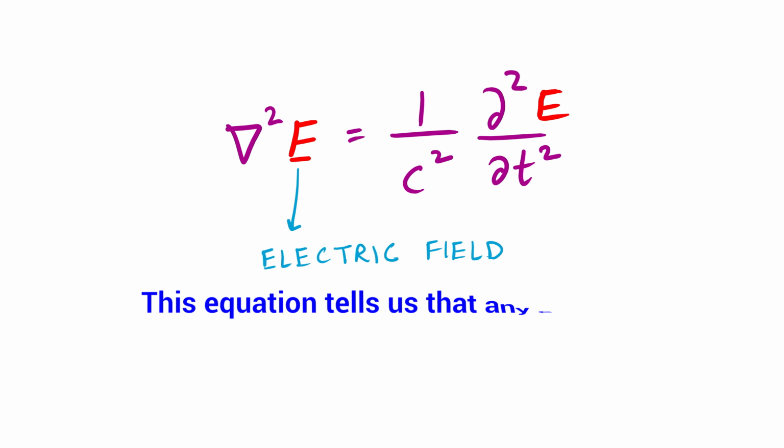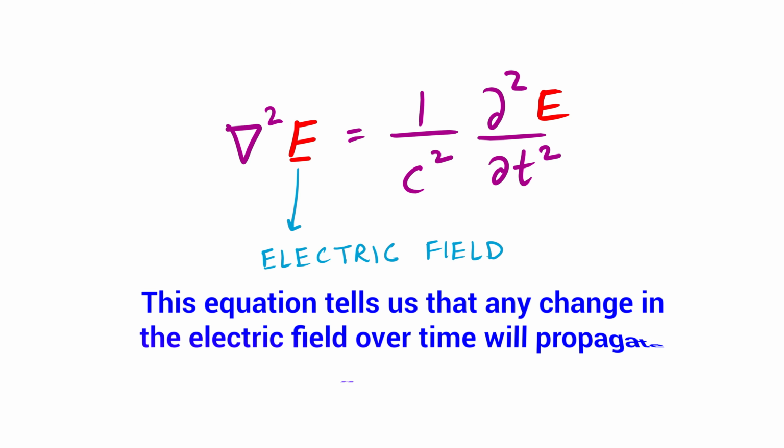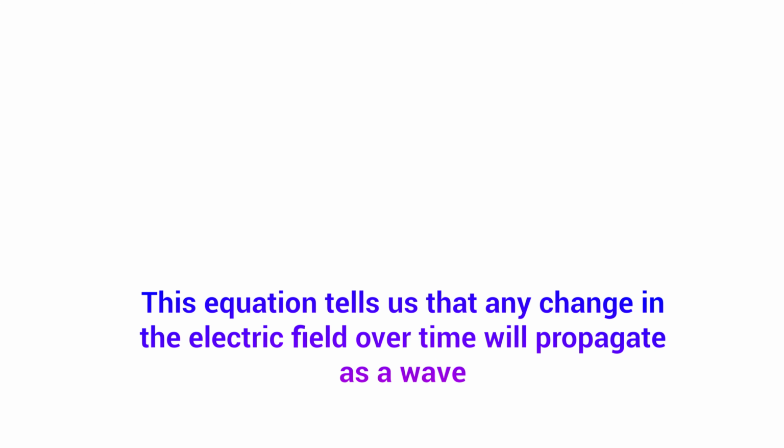This equation tells us that any change in electric field over time will propagate as a wave. The same relationship applies to the magnetic field component of the wave. Electromagnetic waves also have an important characteristic known as polarization. Polarization basically refers to the orientation of the electric field as the wave travels.